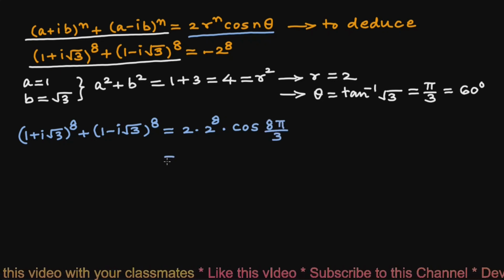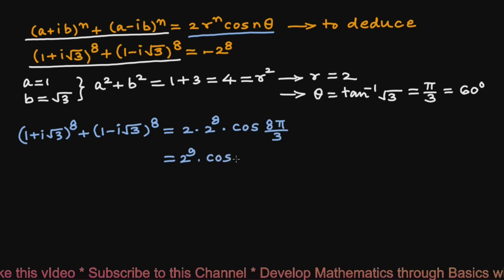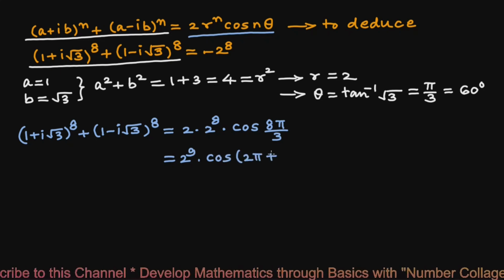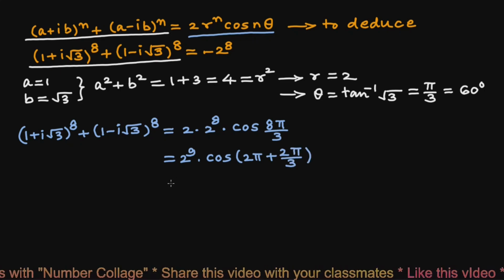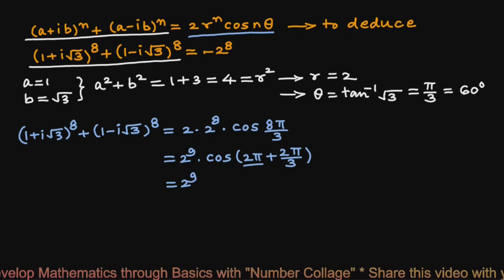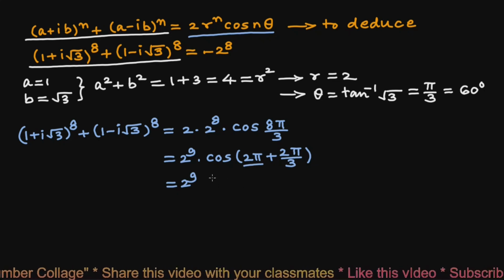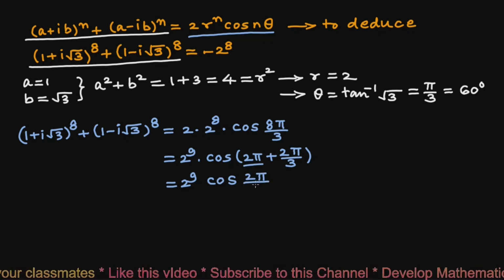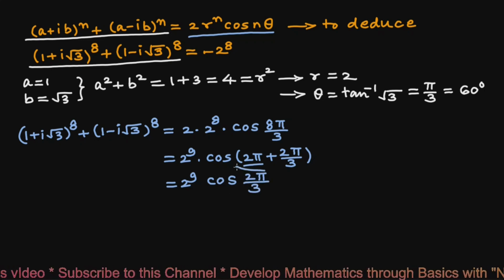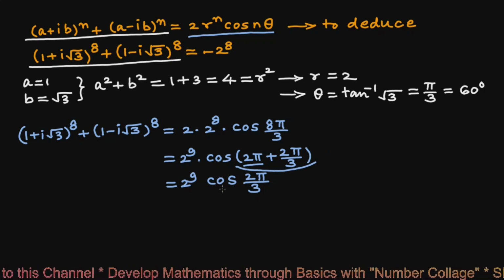This becomes 2 raised to 9 cos of 8 pi by 3, which we split as 2 pi plus 2 pi by 3. Now this 2 pi being an even integral multiple of pi by 2, cos of this allied angle will be cos of 2 pi by 3. Now this angle falls in the second quadrant, therefore cos will be negative.